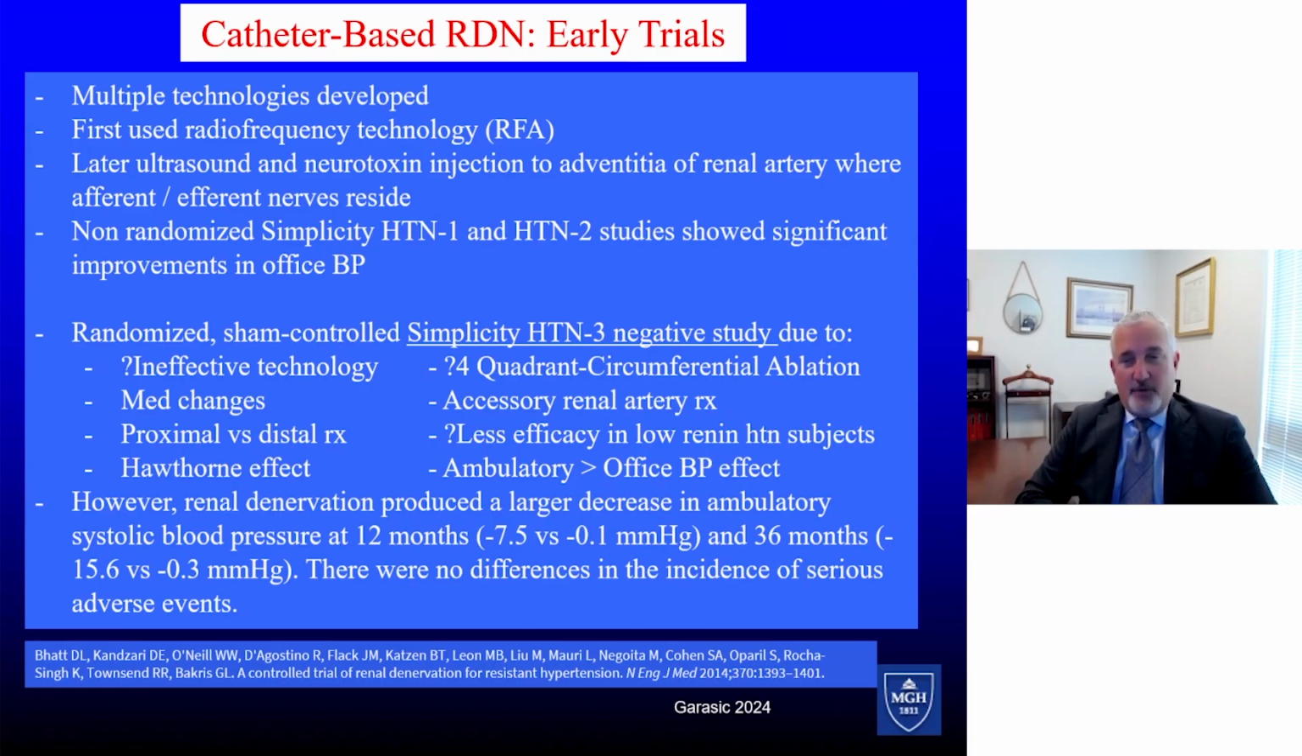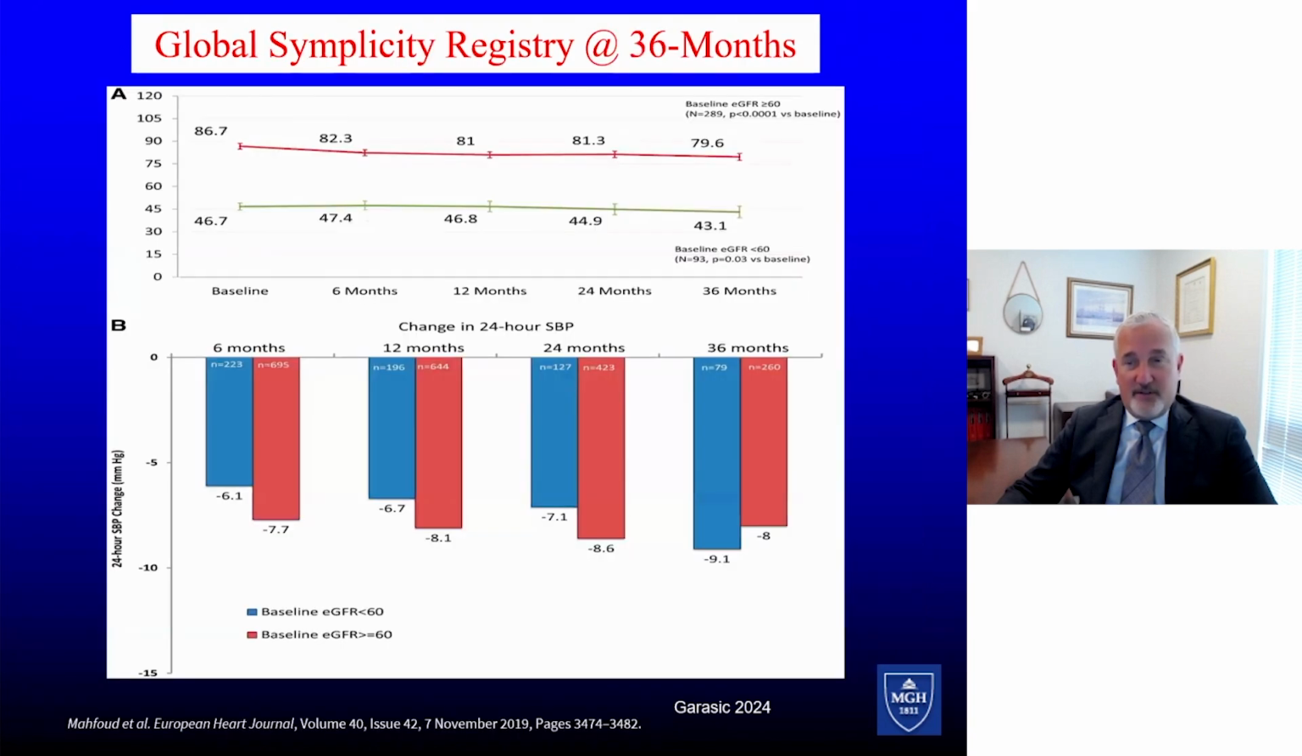And so after this, the trials tended to include both, or certainly at least, ambulatory readings. So what came of Simplicity 3? Well, at the 12-month data, the blood pressure was down about 7.5 millimeters of mercury, and at the 36-month data, down 15.6 versus sham. So even though out of the get-go this did not reach statistical significance, there was some pretty good data to suggest something positive was going on.